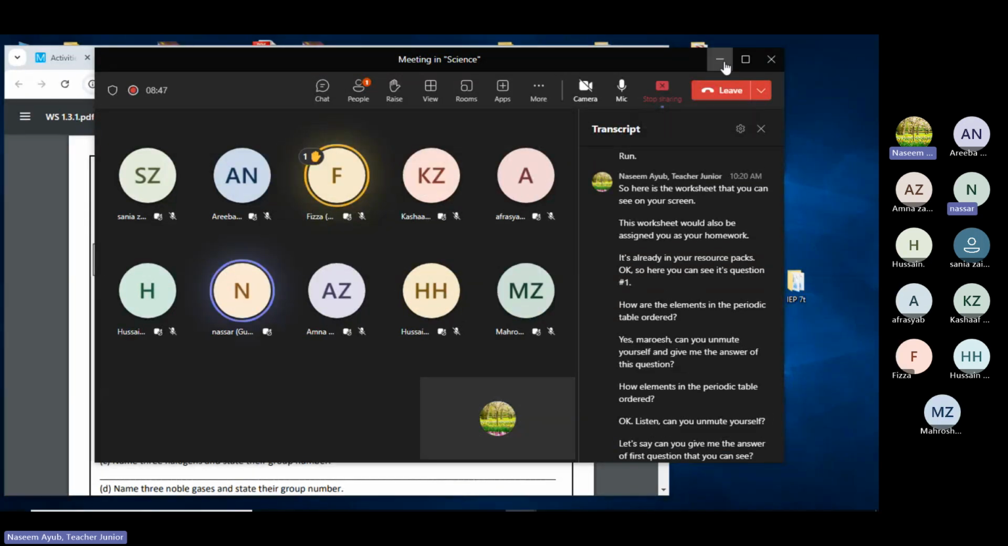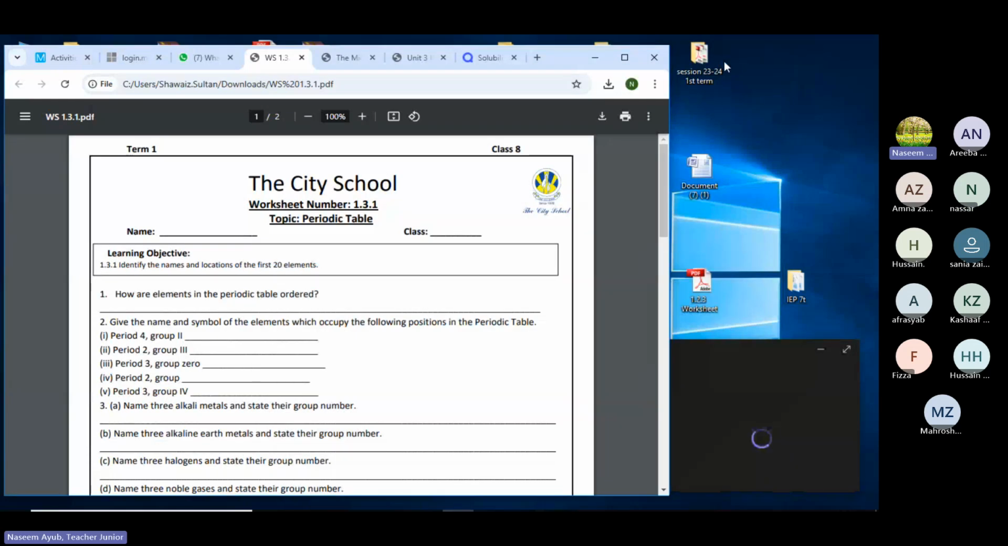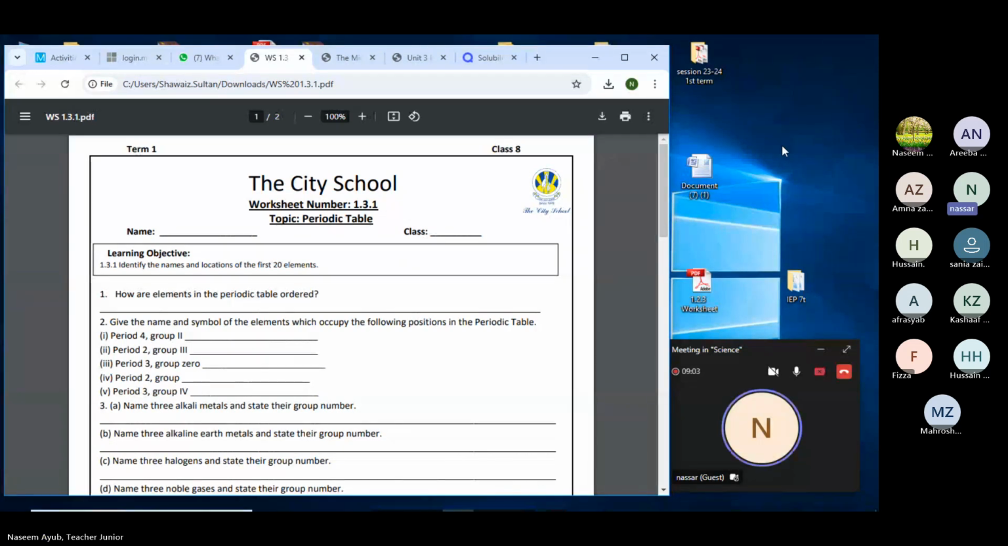मैम आपको मेरी आवाज आ रही है? जी बेटा, you are audible, Nasser. Yes, ma'am, you are audible. I am saying, Nasser, can you give me the answer? How are elements in the periodic table ordered? मैम 1 minute. ठीक है, Nasser, you can take time.